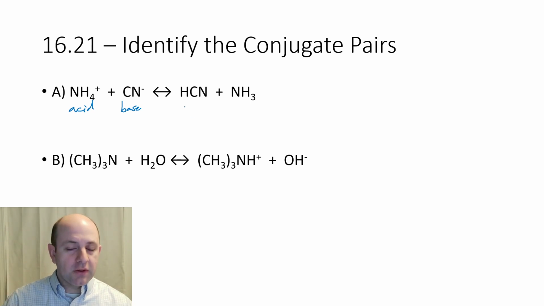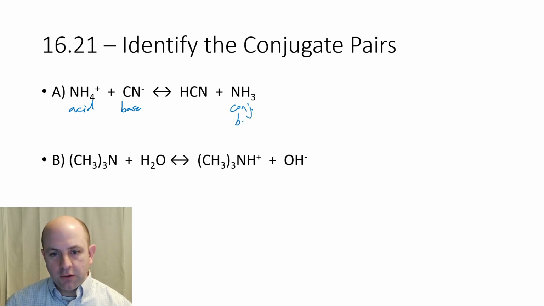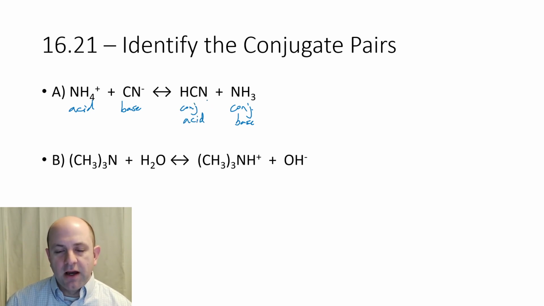But the key though is we're doing the whole conjugate pair. So the resulting product after you donate the proton is the conjugate base of the acid, and the product that results after you accept the proton must be the conjugate acid of the base. So we look here and say if NH4+ is the acid, then what looks like NH4+ just minus an H+? Well, it's the ammonia, so that will be our conjugate base. And then we look here, here's the base with cyanide, there's the hydrocyanic acid that accepted the H+, that must be the conjugate acid.